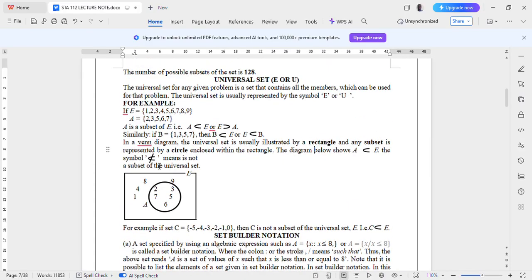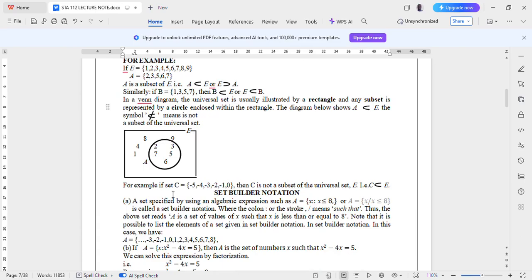So it contains all the elements. If you want to look at B, we have 1, 3, 5, 7, 10. Then we look at A and B: they have 3, 5, 7 as their common elements. So you can draw another circle, and at the point of intersection we have 3, 5, and 7. Then all other elements will go where they are supposed to be.